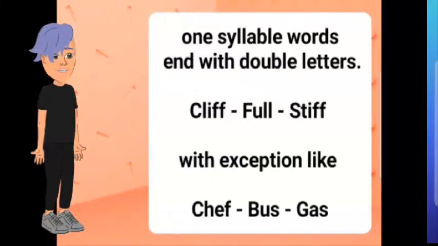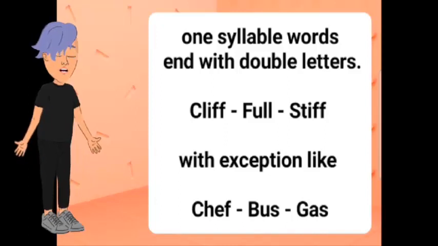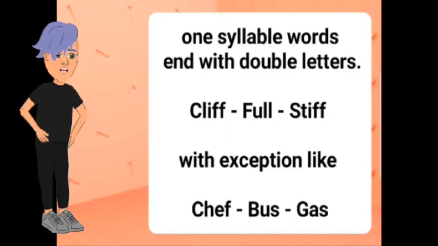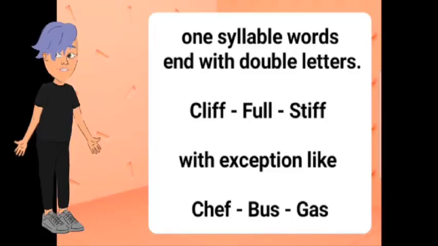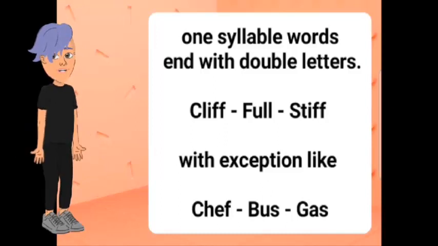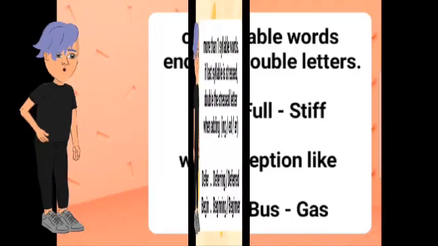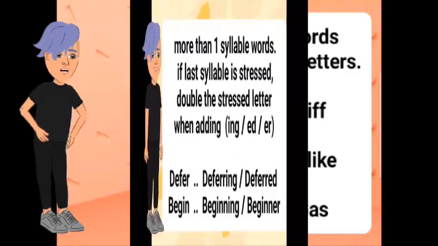One-syllable words normally end with double letters, like cliff, that's a syllable, and F comes double. Full, that's a syllable, and it ends in double L. Stiff, and then the F, double F. You have some exceptions for that, like chef, with only one F, like bus, like gas. So that's an exception. But in general, words with one syllable end with double letters.